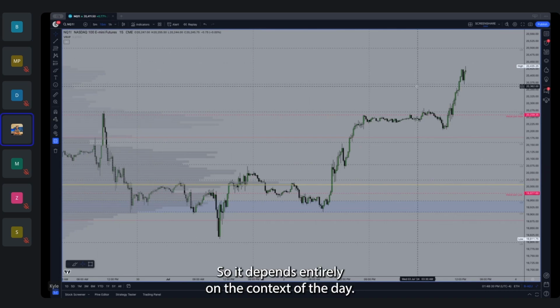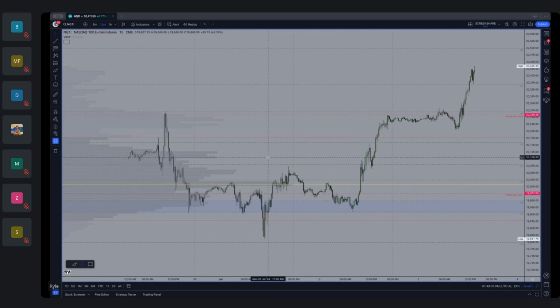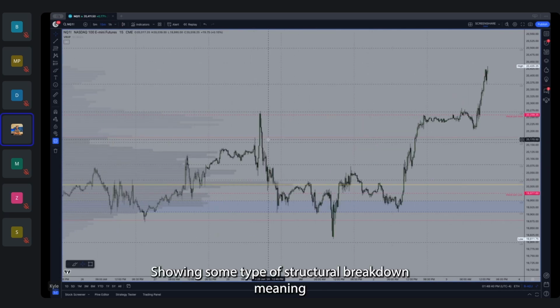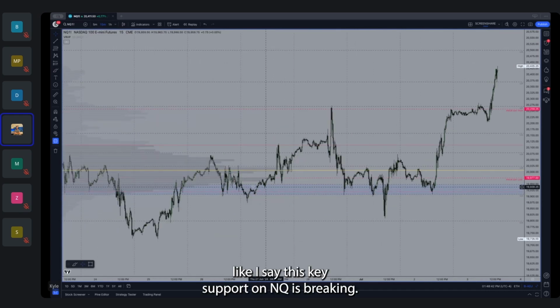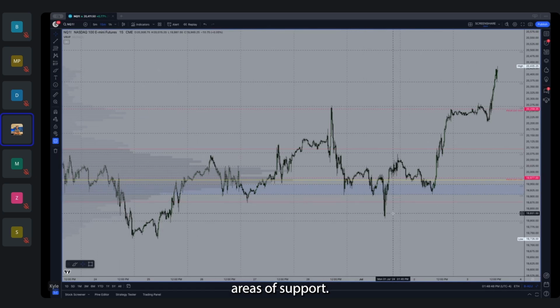That's a really good question. So it depends entirely on the context of the day. So if price is showing some type of structural breakdown, meaning like say this key support on NQ is breaking, and then we're coming into some of those lower areas of support, I won't buy like a 30-second hammer in that scenario. I'll wait for the 15-minute hammer and probably give up a bunch of upside just for that extra confirmation.